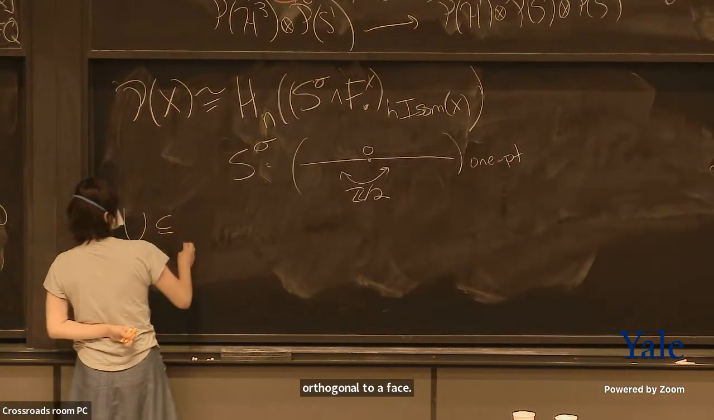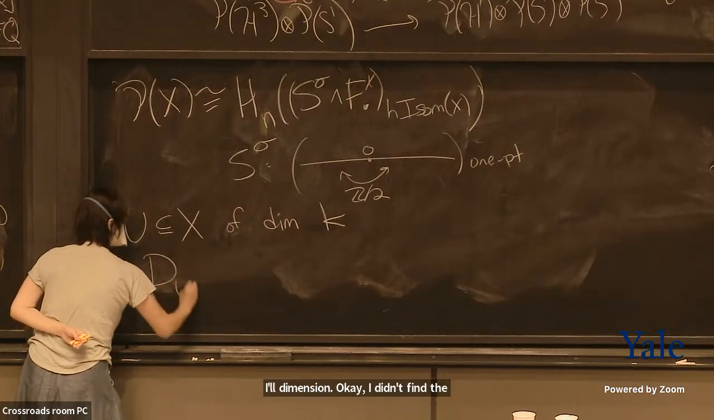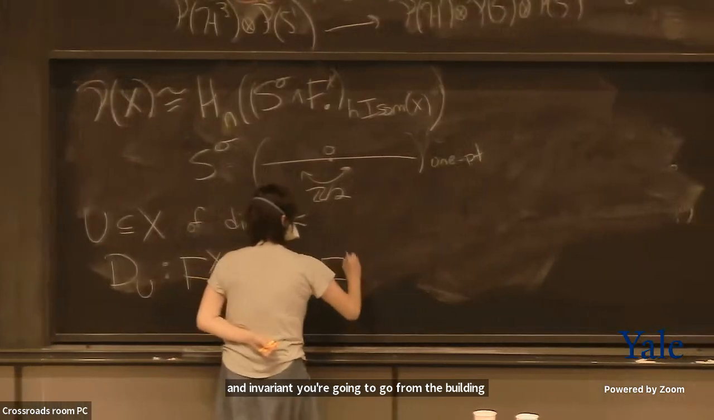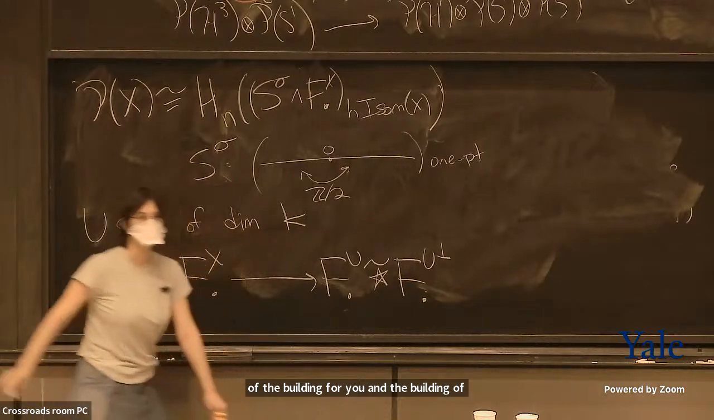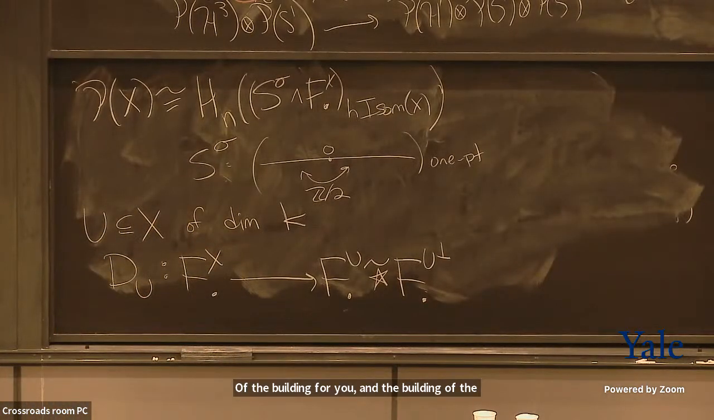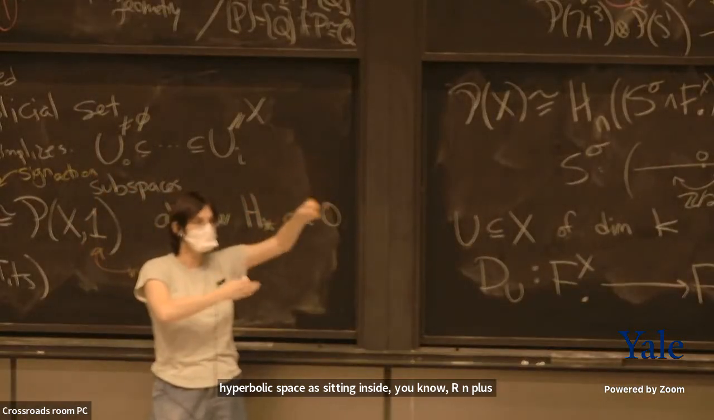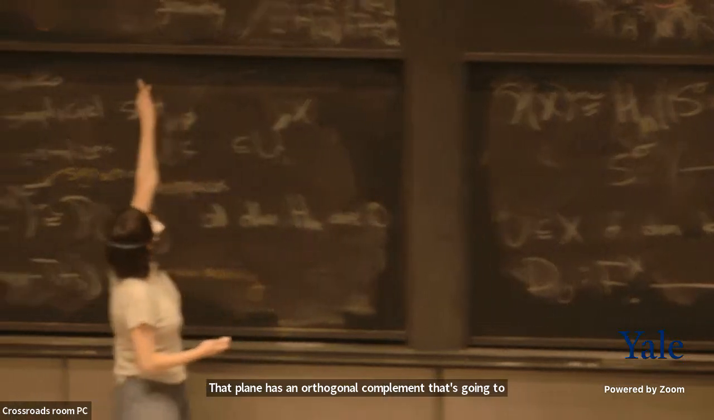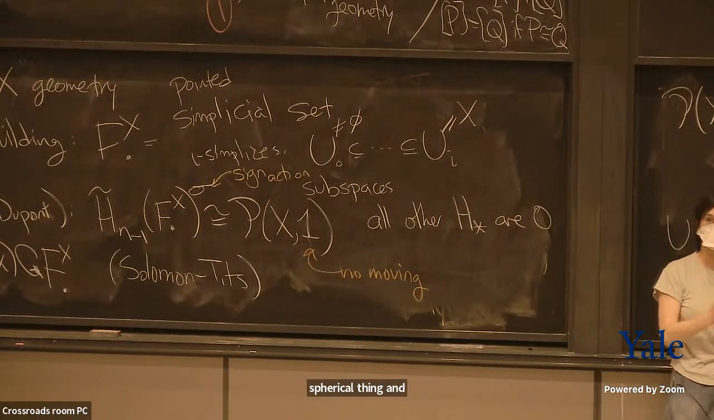So if U is a subspace of X of dimension k, I can define the U-th Dehn invariant, which is going to go from the building for X to the reduced join of the building for U and the building of the orthogonal complement of U. And when I say the orthogonal complement of U, here's what I mean. You can think of, for instance, hyperbolic spaces sitting inside R^(n+1). And a subspace of it is just an intersection with an appropriate plane. That plane has an orthogonal complement. That's going to be in a spherical geometry, which is as it should be because the Dehn invariant went into a hyperbolic and a spherical thing. So that's what I mean by U perp.